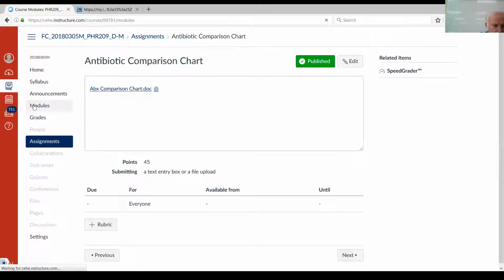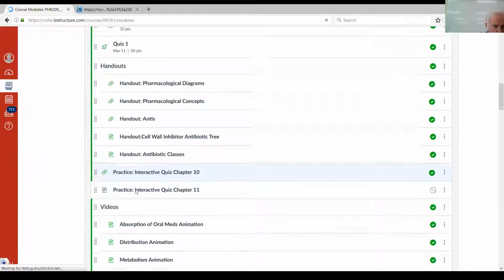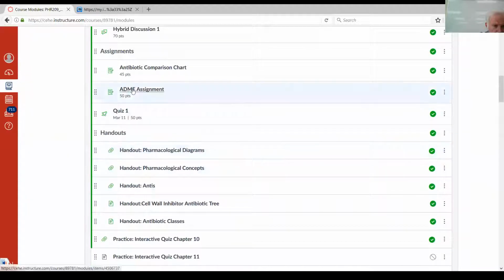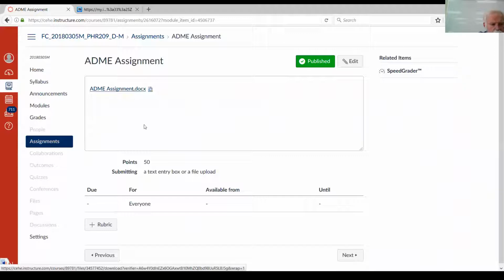The next assignment for the week is the ADME assignment, the pharmacokinetic assignment. For the ADME assignment, you choose a drug from the top 200 list. We'll talk about that list a little bit later.